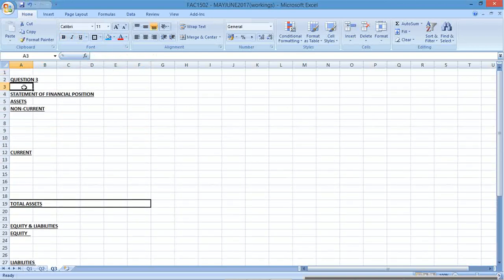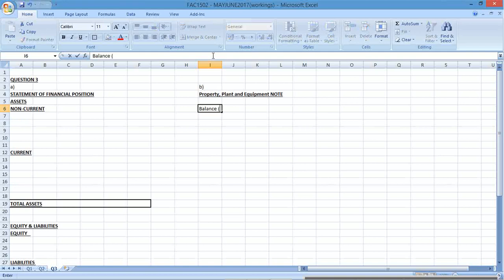That's exam technique. Draw up A, which is the statement of financial position. Then draw up B. So B is property, plant and equipment. Okay, that's the notes. Let's write that down. Notes. So what does that look like?